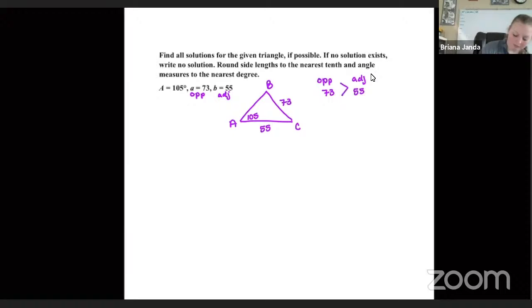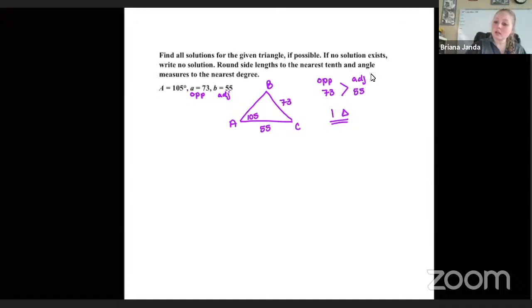73 is greater than 55. And because 73 is greater than 55 on our flow chart, that tells us that there is one triangle. We don't even have to figure out what the height is, right? That is not necessary on that part of the flow chart. Opposite greater than adjacent says one triangle. Go find your one triangle.